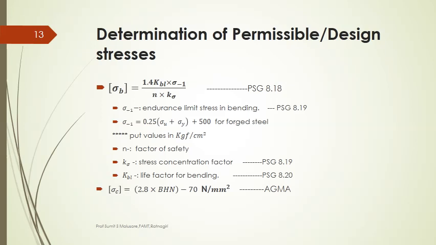Then sigma c is the design surface stress. The standard formula as per AGMA is 2.8 into BHN minus 70, that much Newton per mm square. Directly we have to put the value of BHN, and you will get the answer in terms of Newton per mm square. Fine. So these are the formulas to calculate the design stresses.